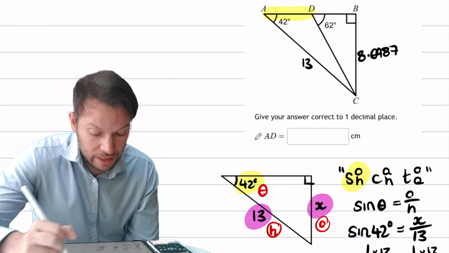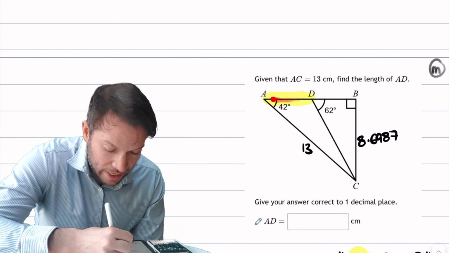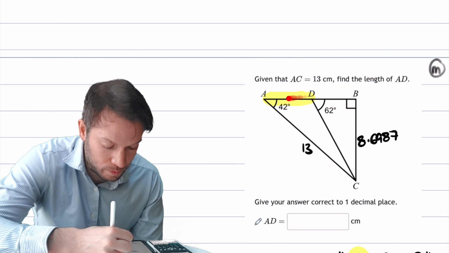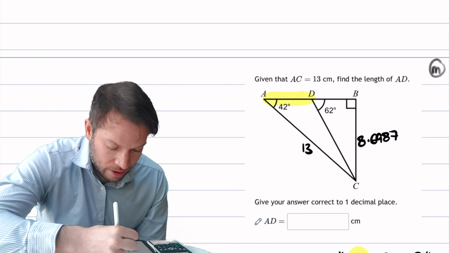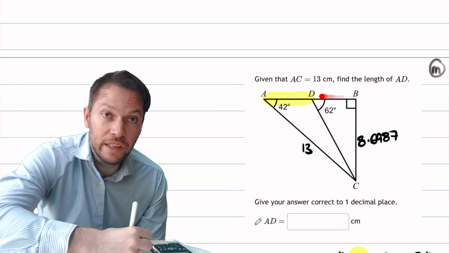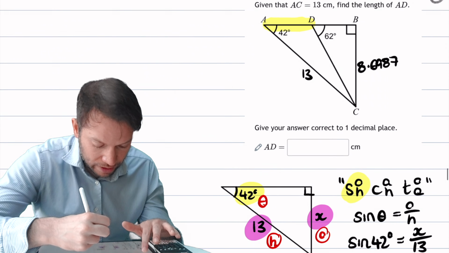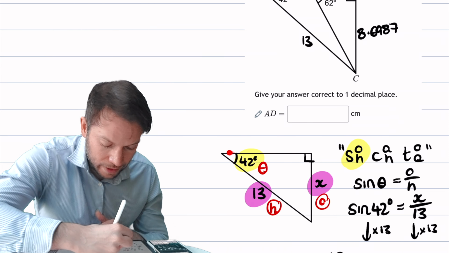Right, at this stage, we need to work out what AD is. That is our ultimate goal. But we need to work out what this whole length is here, and we also need to work out this length of the smaller triangle. Now, to work out this whole length here, we could just use the big triangle again. We need to find out this whole length here.